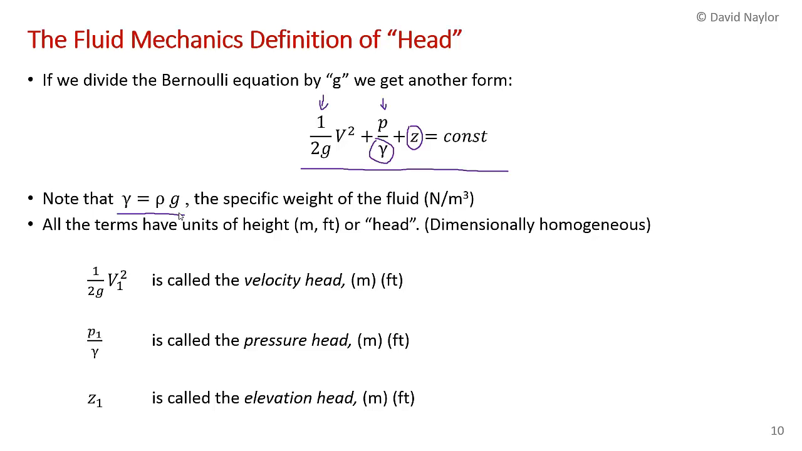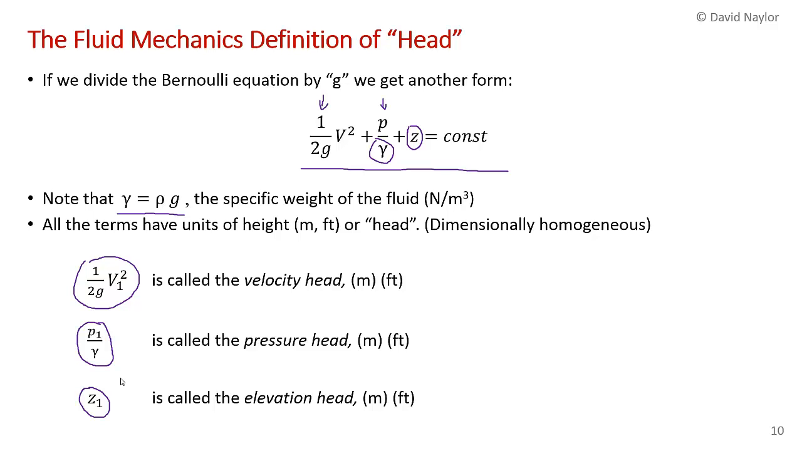And indeed, each one of these terms has its own little name. The kinetic energy term here is called the velocity head. The pressure or flow work term is called pressure head. And Z, of course, is just elevation head or just head. And it's important that you get familiar with this sort of nomenclature because it's widely used in the fluid mechanics, fluid dynamics industry. And I'll show you on the next slide.